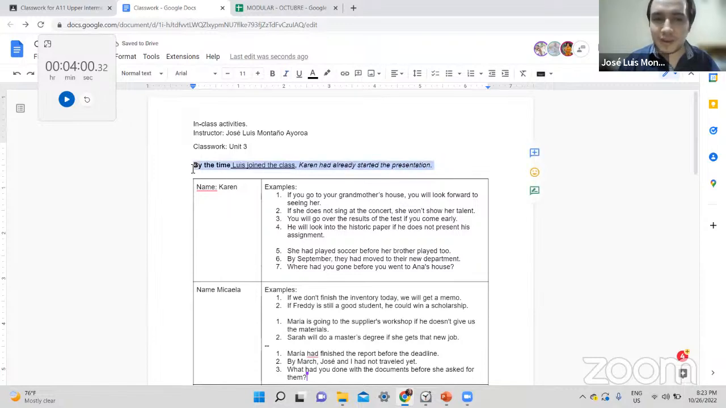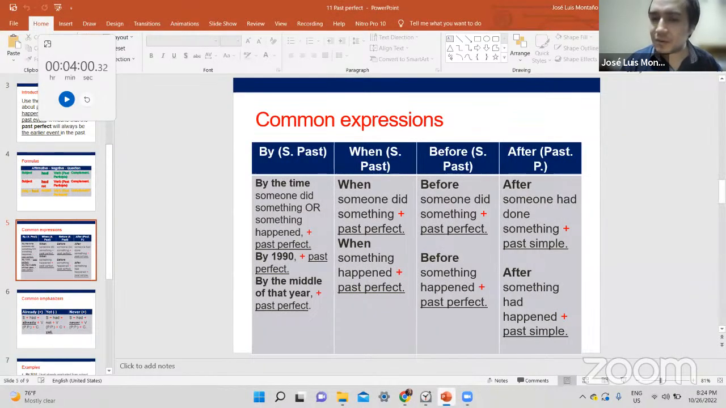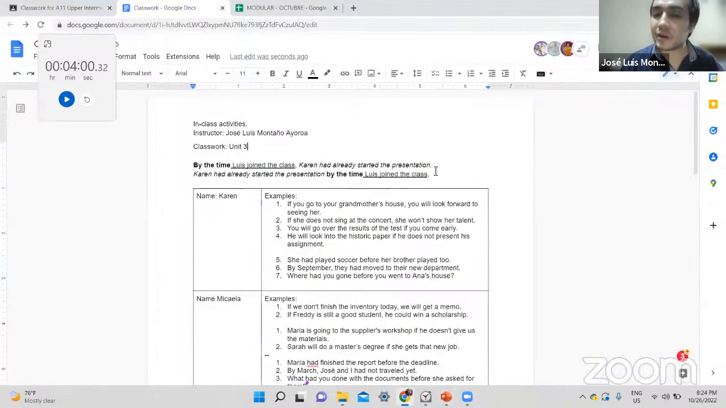And as with any clause, you can do this with inversion, right? So what can you do? You can say this. Karen had already started the presentation, and I made a mistake when I was speaking, by the time Luis joined the class. Okay, both are correct. So as you can see, the past perfect is going to be before by the time, and by the time is followed by simple past, or you start with by the time and simple past, and then you have the past perfect. It happens the same with all these structures, and it's the same, okay? It's exactly the same. These are just variations then.